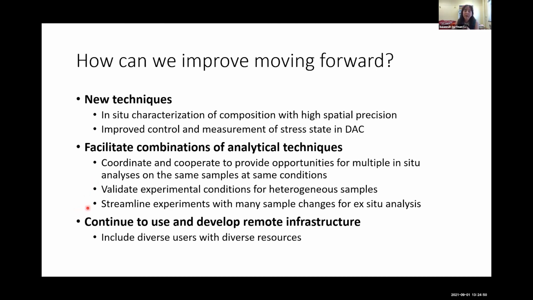We may also want to come up with more ways to streamline experiments that have many sample changes. When we're doing experimental petrology, we often need to do one cook and then take it off the beam to get ready for ex situ analysis later. So we may be using many more sample changes, many more DACs than a typical equation of state study might use. And I also would argue that we should be continuing to use and develop remote infrastructure because this really allows us more flexibility and allows us to include a more diverse range of new users who have diverse resources.